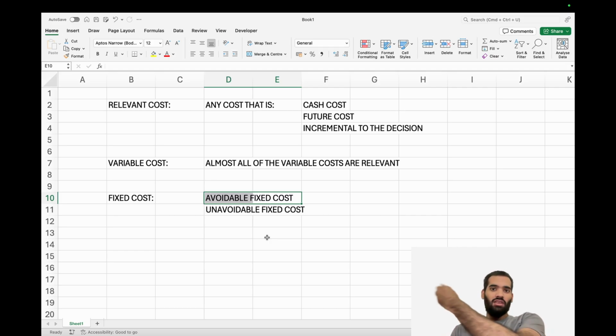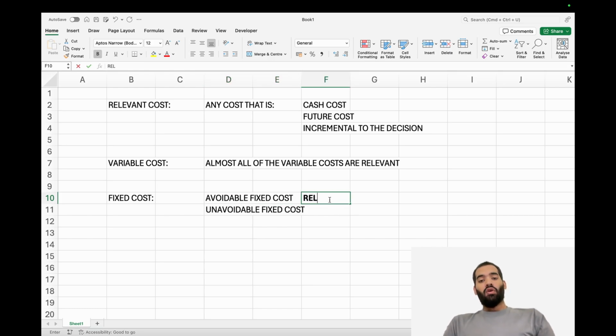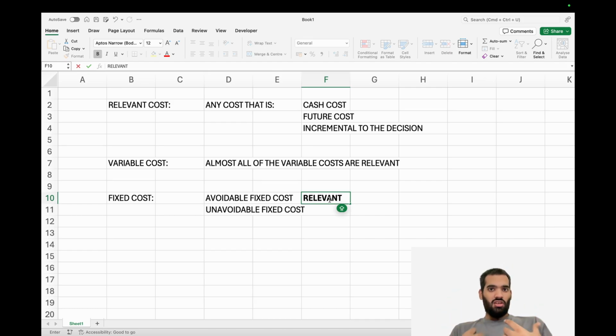Because if I keep having that department, or rather section, I would have to keep paying the supervisor the salary. And if I remove this section, I wouldn't have to pay that salary at all. So that's what we mean by avoidable fixed costs. So hopefully now you know fixed costs are sometimes avoidable. Please remember, avoidable fixed costs are relevant because they depend on your decision. You can decide whether you want to spend this money or not, so you have to take that into consideration.